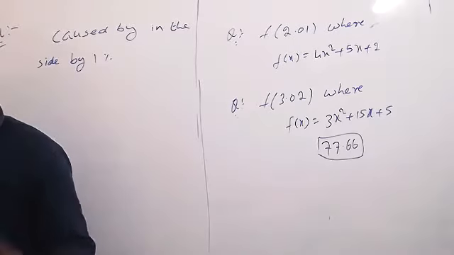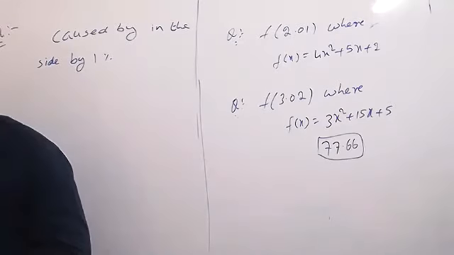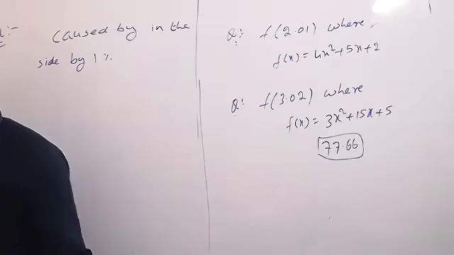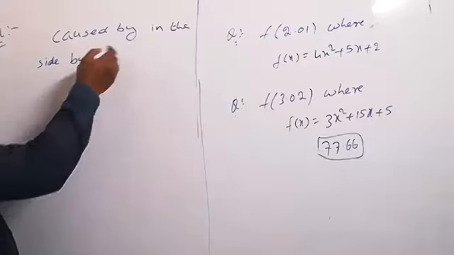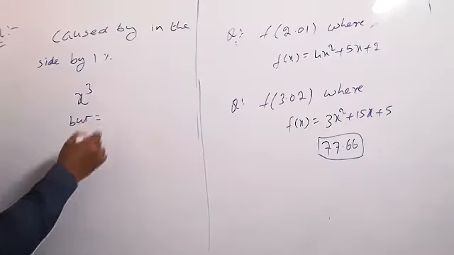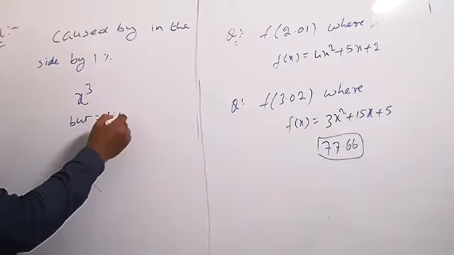That means here, the side of the cube will be increasing by 1%. Then how much percentage will be changing in the volume? That is the question here. Generally we calculate it, it's very easy. The volume of a cube equals a cube. Suppose the side equals x, then we get x cube. But 1% of the side is given.